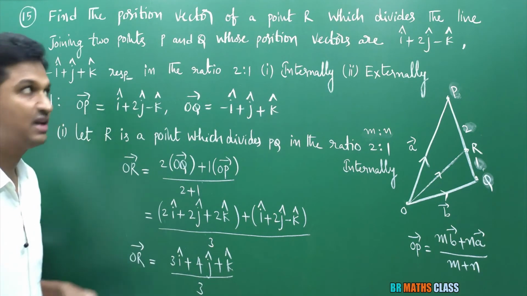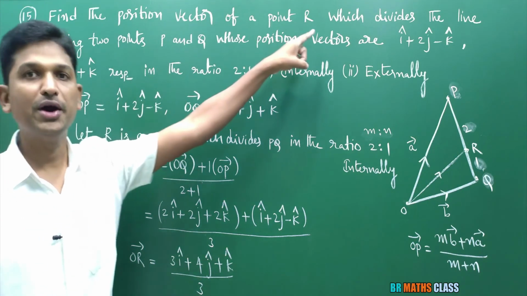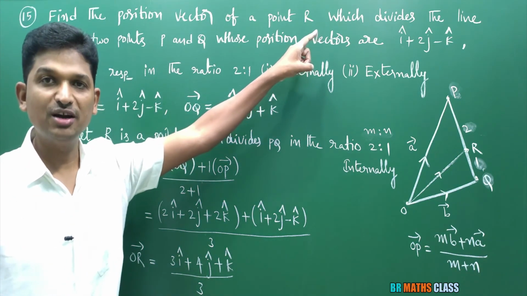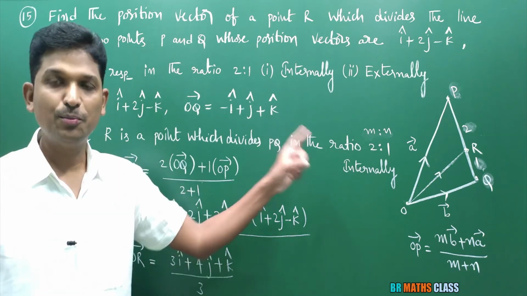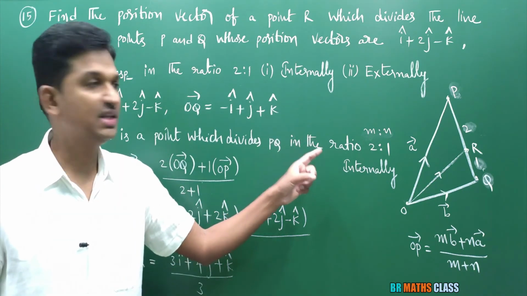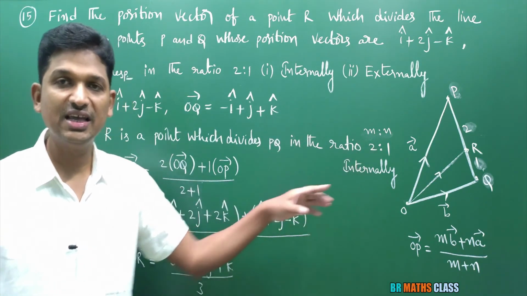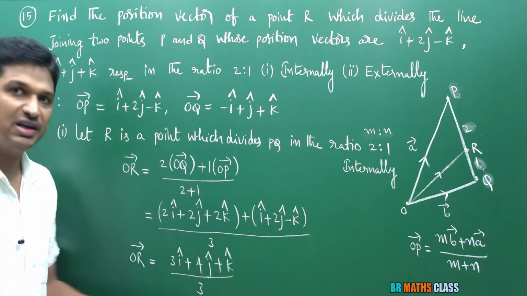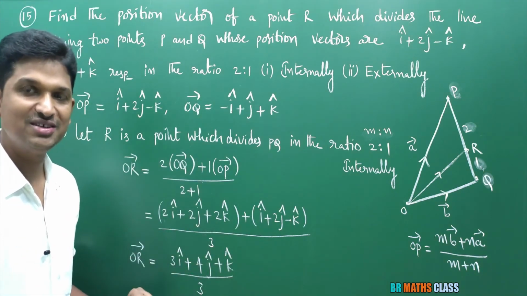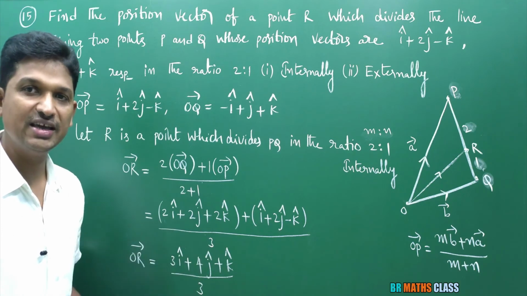In the question, what are they asking? Position vector of point R. Position vector of point R means what? OR bar only, na? When the point R divides PQ in the ratio 2:1 internally, then the position vector OR bar is this. I hope you understand this. This is easy only. Now the second bit.